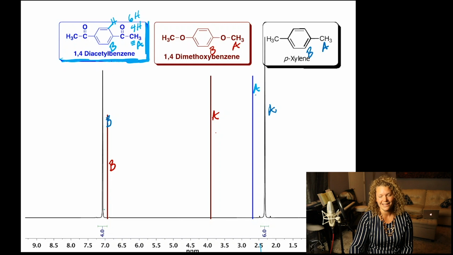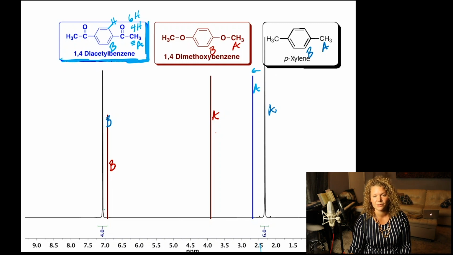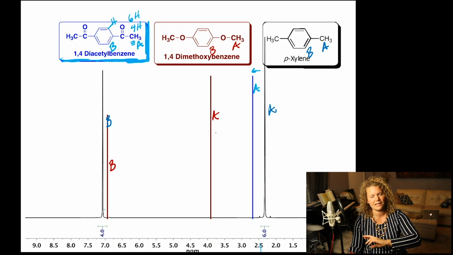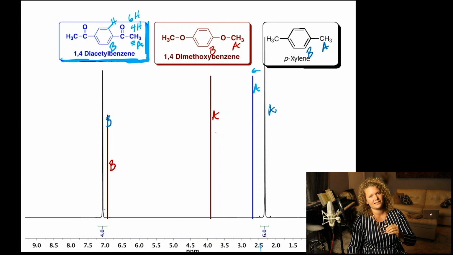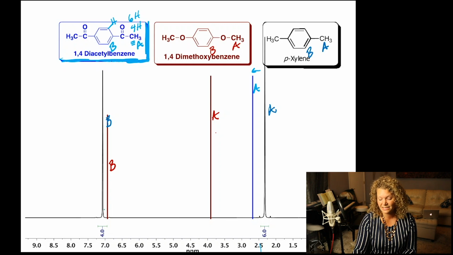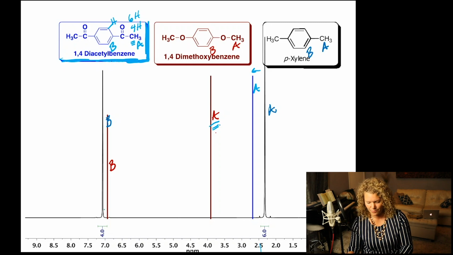So our HA is shifted downfield to paraxylene. This makes sense. We've seen methyl acetate, and we saw that the carbonyl is electron withdrawing. However, it's not as electron withdrawing as what happened with our methoxy group.